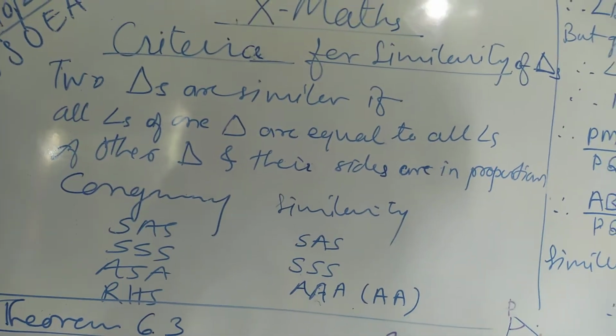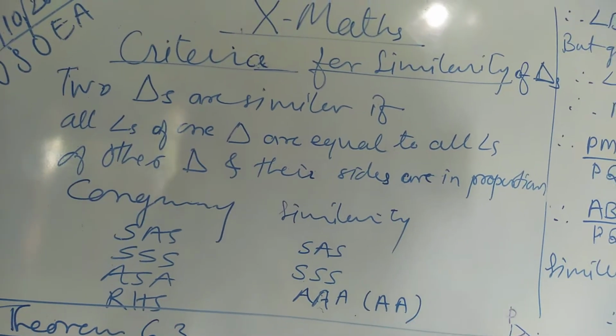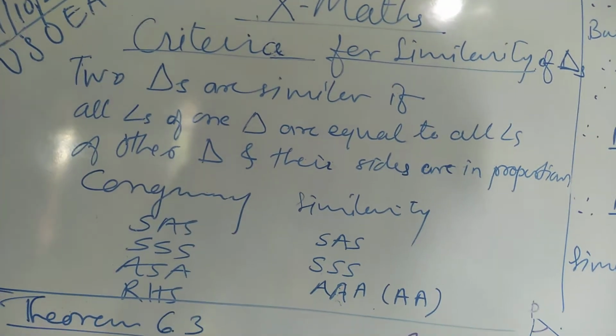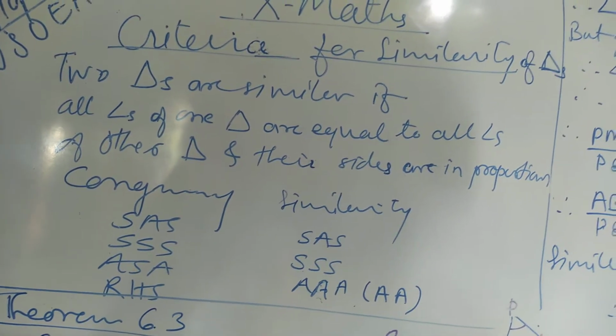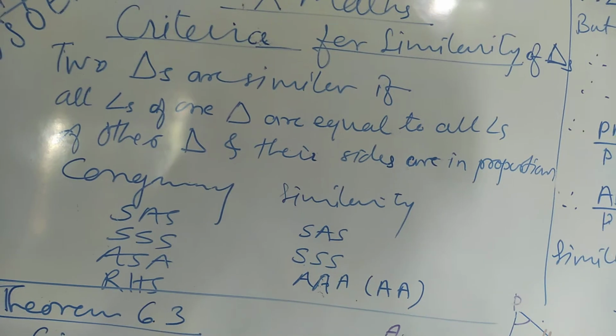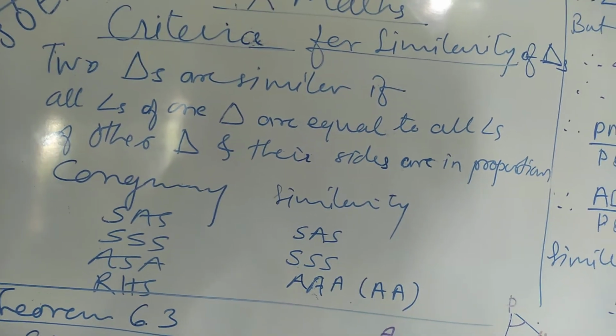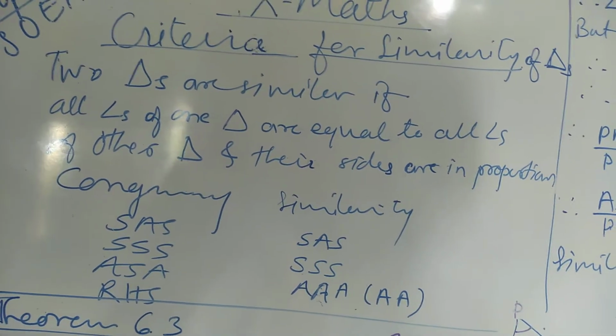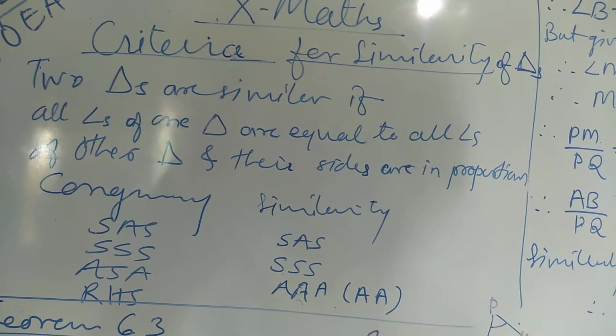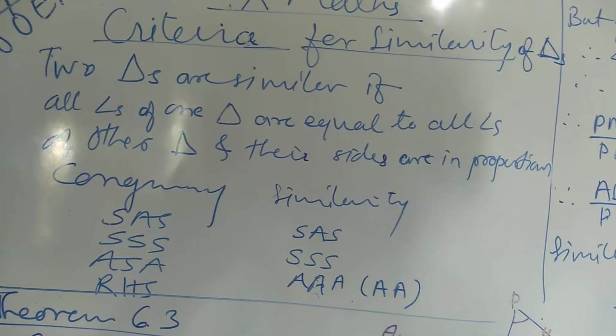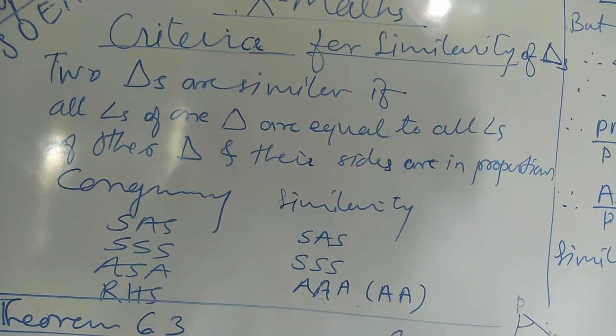Now about the triangle similarity, two triangles are said to be similar if all the three angles of one triangle are equal to all the three angles of the other triangle and all their sides are in proportion. Then we can say that the triangles are similar.